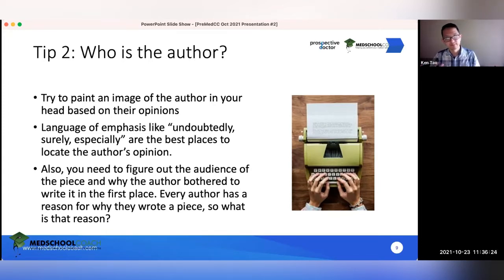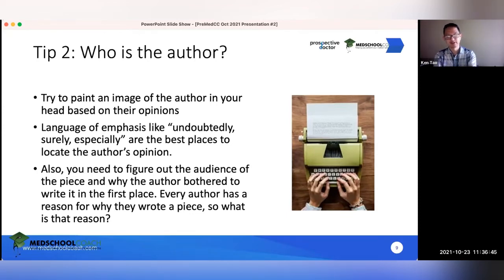So what you can do is, as you read the passage, think about who the author is. What is the goal of the author? Who is their target audience? And what are they trying to convince their target audience of? If you think from that perspective, it allows you to better engage with the author and think about the opinions and claims that are being made in the passage text.